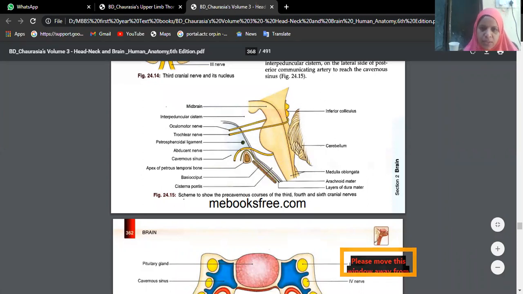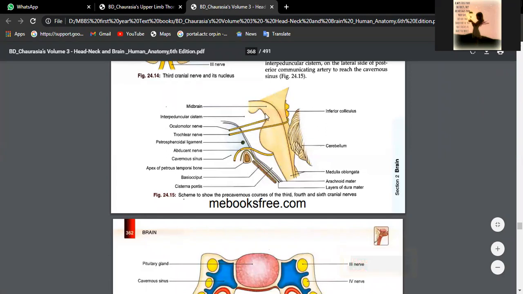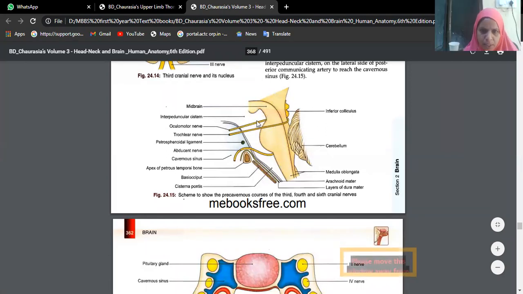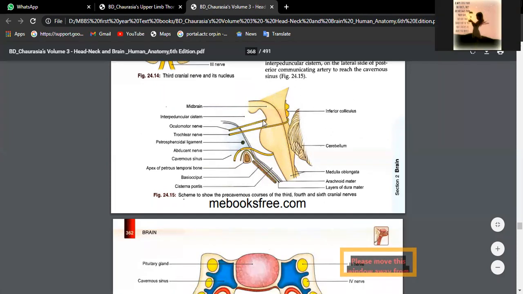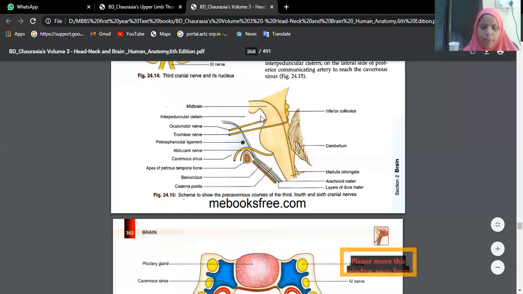Okay. See, this is the brainstem. You are finding midbrain, pons, and medulla oblongata. So from this midbrain, at the level of midbrain, you are finding there is one cranial nerve coming out, that is the oculomotor nerve.